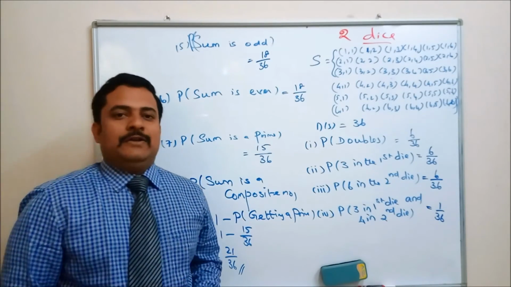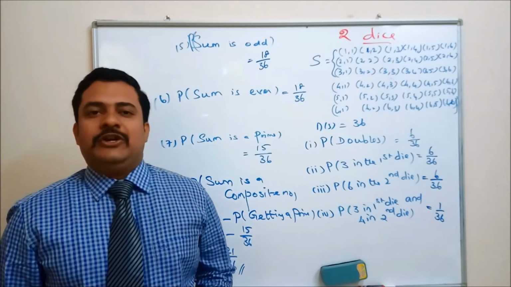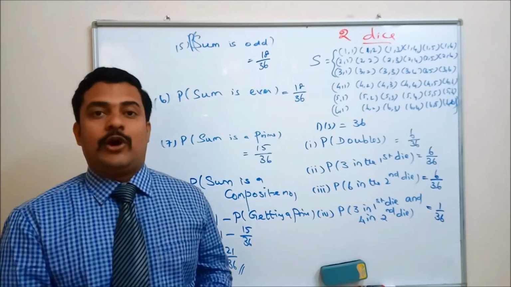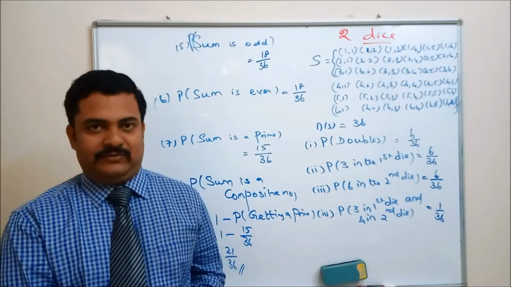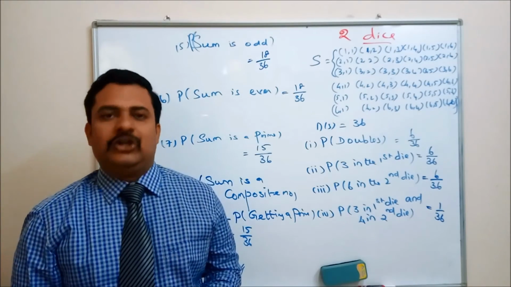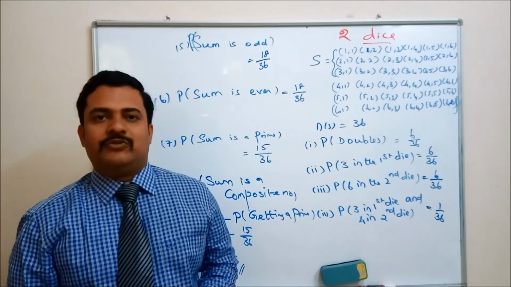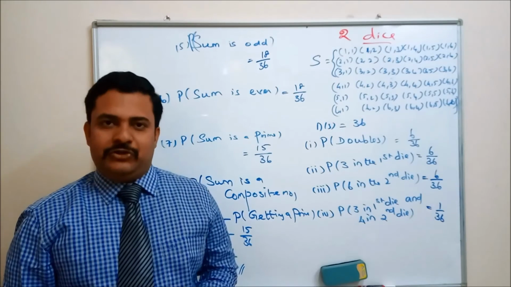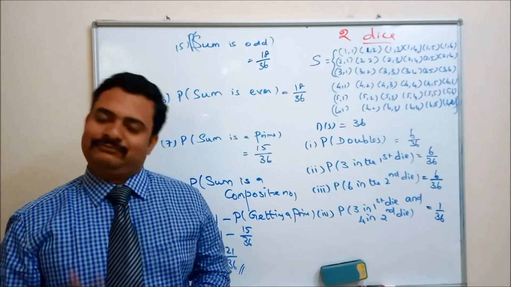Okay. Hope you understand this lecture. In this lecture we have discussed the basics of probability with 1 coin, 2 coins, 1 die, 2 dice. We will be meeting soon in the next lecture with some other problems and some other concepts. Till then, see you, and bye bye.